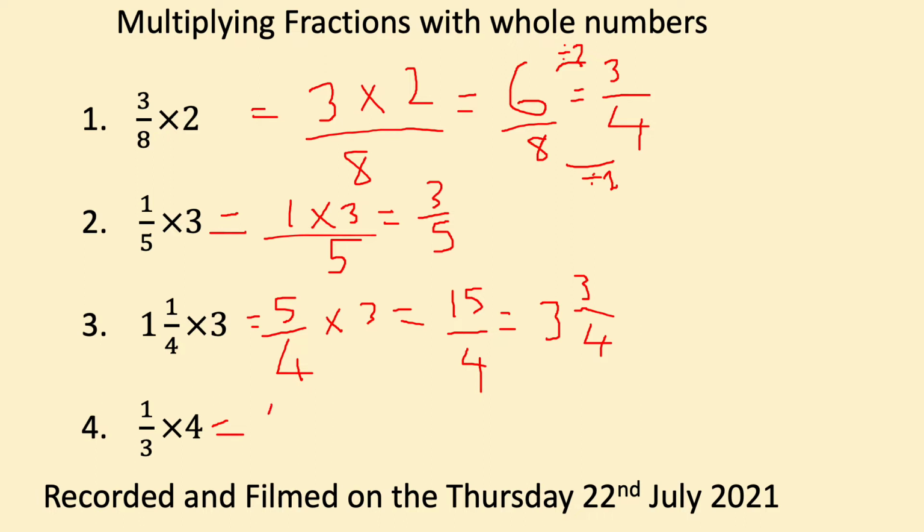1/3 times 4, I'm going to get 4/3, which is 1 and 1/3. Okay, 1 times 4 is 4, and then I keep the 3 in the bottom. Okay, so when I multiply a whole number by a fraction, I multiply the numerator by the whole number and keep the denominator the same number.